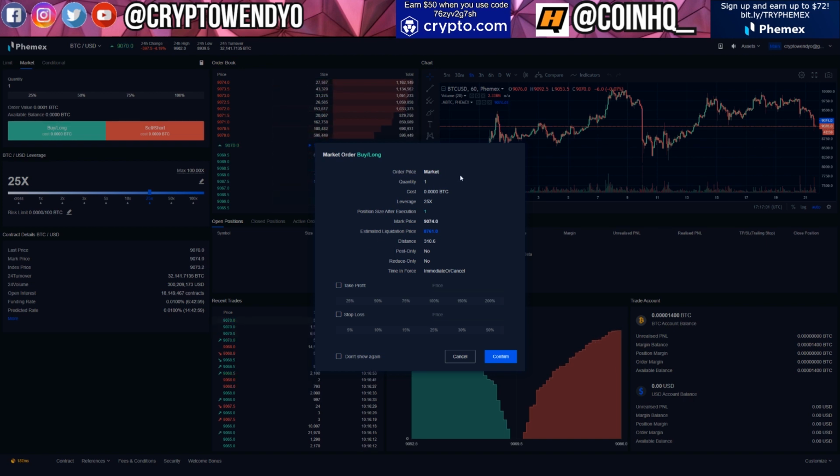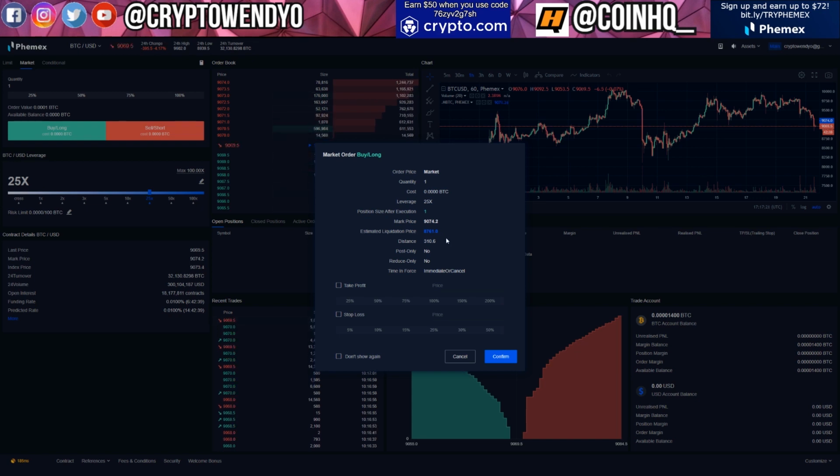But on this little area here, your order price is the market price, so whatever the market value is. Quantity is 1 because it's just a demo. The cost, it'll tell you how much the cost is here. Leverage, you don't have to use leverage. Again, don't use 25, maybe 2 to 3 times. Position size after execution would be 1. The mark price, 9,073. Estimated liquidation price.